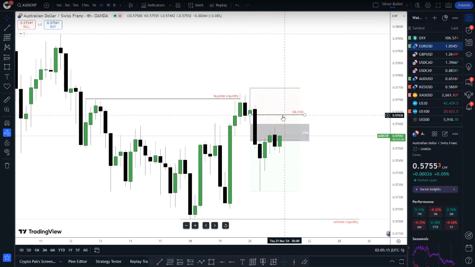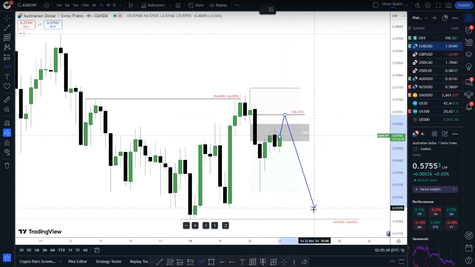Can price push into this level? Yes, it can. If it checks this level, if you push to this level, we'll be looking for it just to go short. That's how simple it is. For our short, go down to 15.